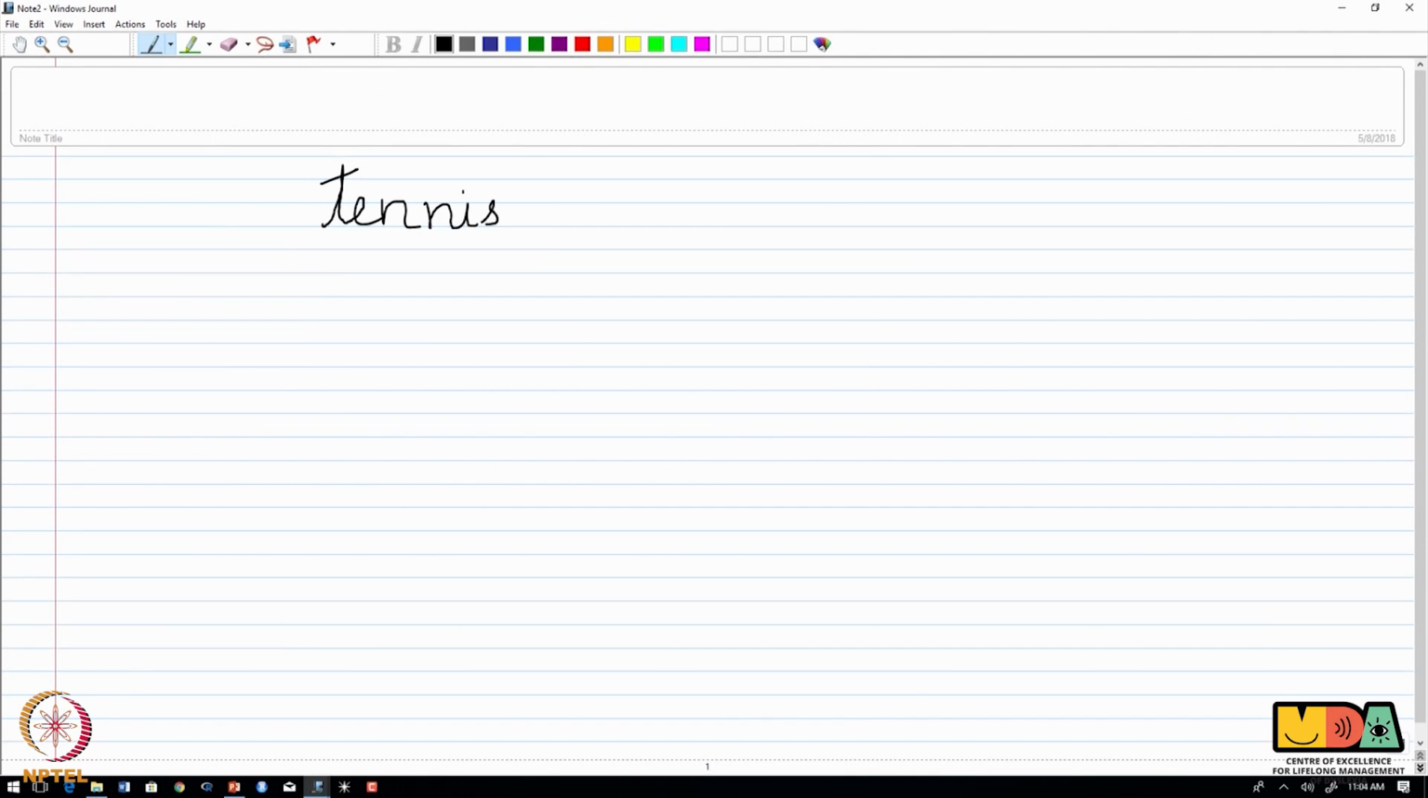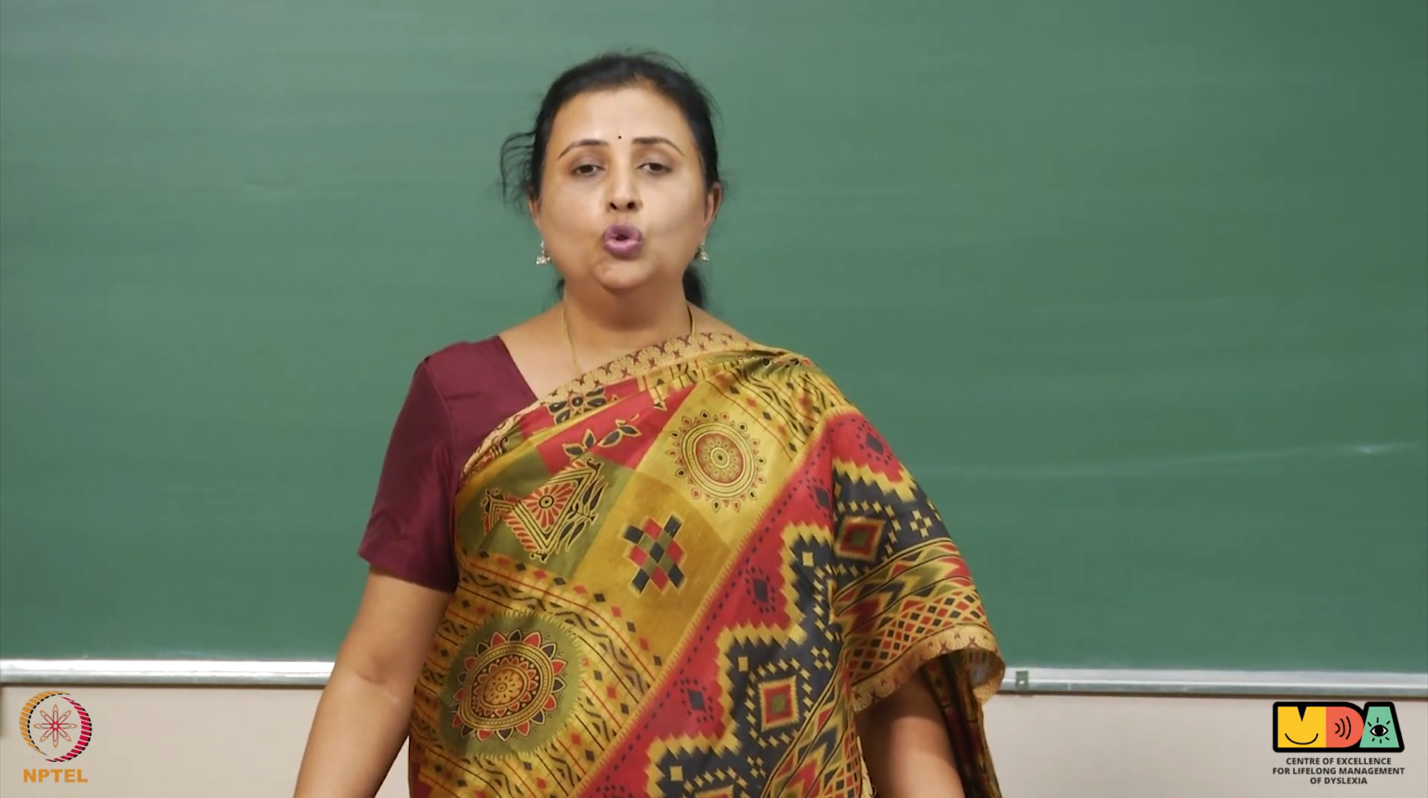Now, let us take the word tennis. On looking at the word, the child struggles to decode if he is going to read it as tennis. Instead, if he is going to decode it as ten, nis, tennis, his understanding and also his reading becomes much faster and simpler. Hence, decoding units enable the child to decode accurately and read faster.